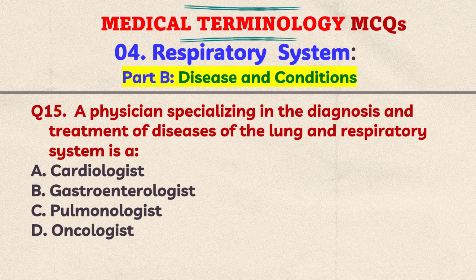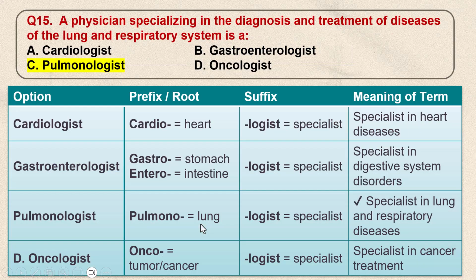Question number 15. A physician specializing in the diagnosis and treatment of diseases of the lung and respiratory system is A, cardiologist, B, gastroenterologist, C, pulmonologist, D, oncologist. Think the answer. The correct answer is C, pulmonologist. When you take pulmonologist, pulmono means lung, logist means specialist. So he is a specialist in lung and respiratory diseases.